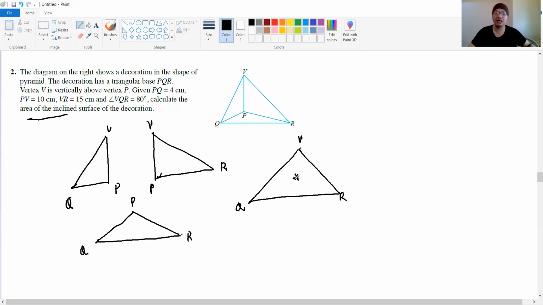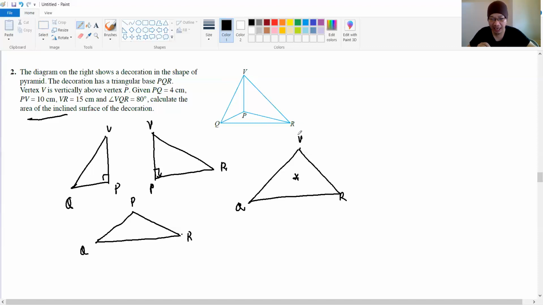Now we update our diagram. Given that this is the shape of a pyramid with a triangular base, the vertex V is vertically above the point P. Vertically above means 90 degrees. So P here and V here, this one will be 90 degrees.